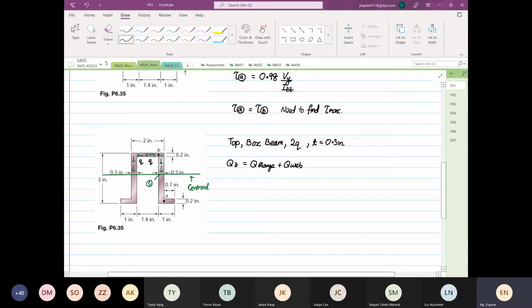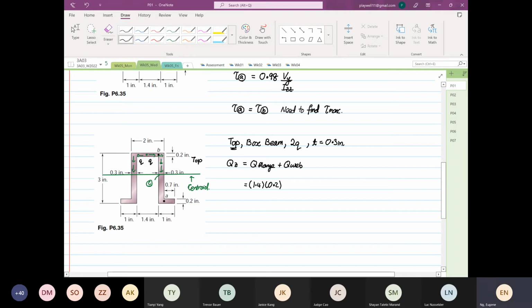Okay, so we are going to focus on the top. Okay, so top means top. I'm going to do the same for the bottom. Okay, and mathematically, the results has to be exactly the same. Okay, so over here, the flange at the top, the width is 1.4, the depth is 0.2, right?